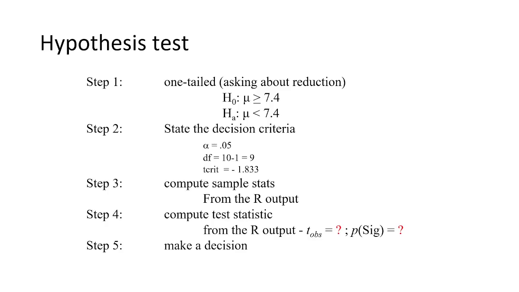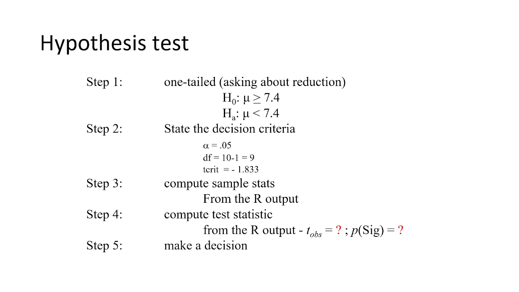So again, the steps are going to be pretty similar here. Step 1, it's going to be a one-tailed test because the question is asking us about reduction. So similar to question 2 that we did before, we know it's going to be a one-tailed test. So we have our null hypothesis, which is saying mu is greater than or equal to 7.4, and then the alternative hypothesis that we're trying to prove is mu is less than 7.4.